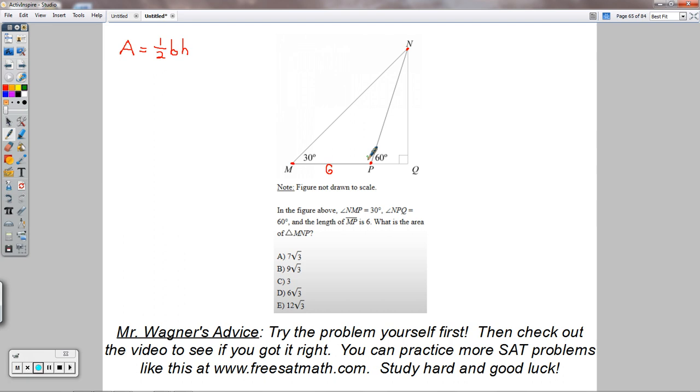I know that this angle would have to be 120 since these two form a linear pair. I know based on that, since I have 30 and 120 here, then this angle up here, angle MNP, would have to be 30 degrees. And 60, 90 would leave 30 right here for that angle measurement, PNQ.